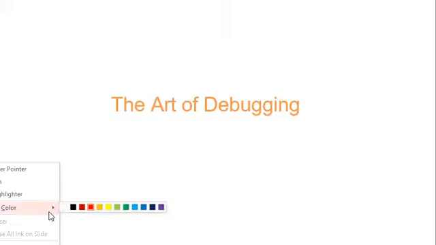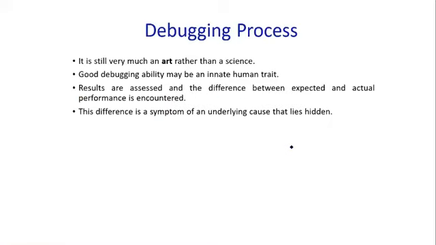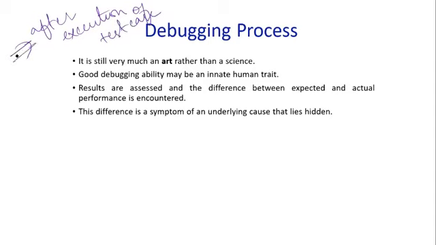The next is the art of debugging. Now, this debugging process is basically going to begin after the execution of a test case. Why does this become after the execution of a test case? This is because when you execute a test case, you are going to get to know if there is any error or not. When you get to know there's an error, you're going to begin with the debugging process. Now, debugging is a consequence of successful testing. That is, when you've successfully done the testing, you then go to the debugging process.